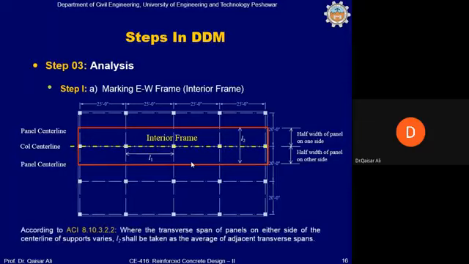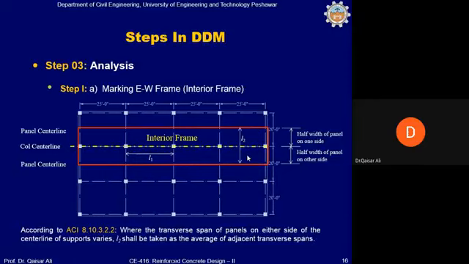According to ACI, where the transverse panels on either side of the center line of support vary, L2 shall be taken as the average of adjacent transverse panels. It is obvious that this slab panel is 20 feet long, and the other slab panels are also 20 feet long. So all panels have the same length. Half of 20 is 10 feet, so from this column center line we will mark this red line a distance of 10 feet on this side, and also 10 feet on the other, which makes the overall width of the frame 20 feet. L2 will be equal to 20 feet.